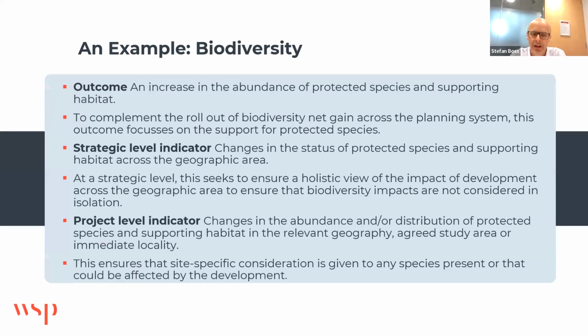The consultation includes one example as to how an outcome and indicators could work. So I thought it was worth us just talking about this. So this is for biodiversity. The outcome: an increase in the abundance of protected species and supporting habitat. I mean, wow, I think we could really pore over every word. What is abundance? An increase, but is that an increase in all species and all habitats, or is there a potential for it to be a net increase? How do we deal with that?